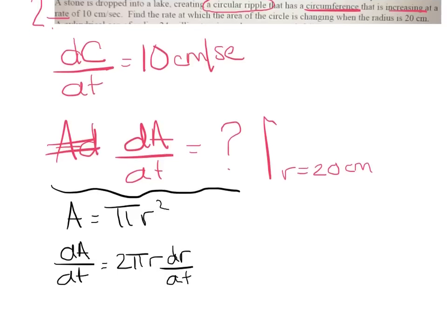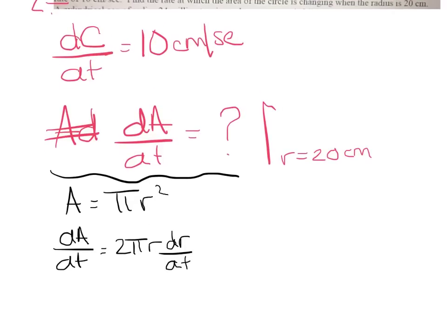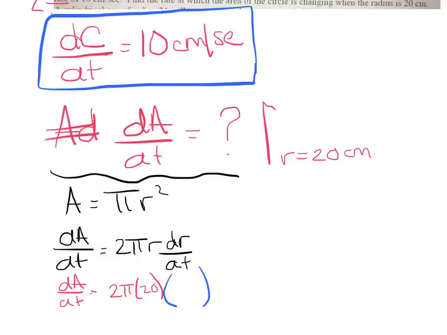And do I have enough information? Well, let's check. I'm looking for dA/dt. They said specifically when the radius is 20. What don't you have? Well, I hope it's obvious you don't know anything about dr/dt. And that's why they're telling you something about dC/dt. You're going to have to do a little more work to figure it out.